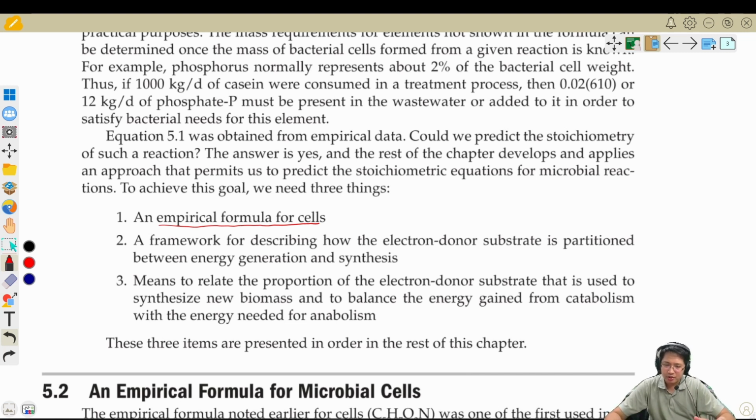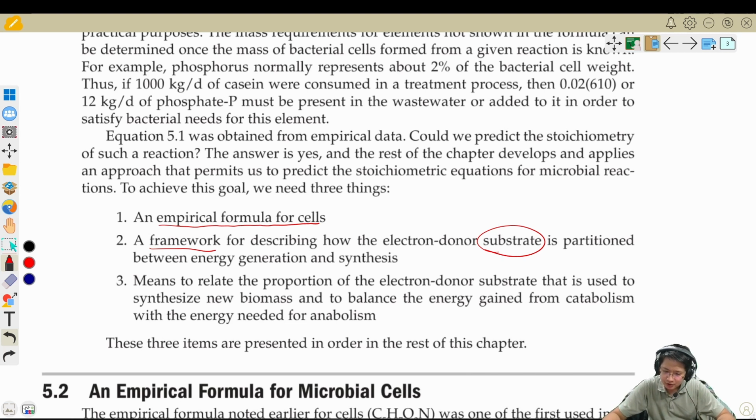So one is a chemical formula that represents the bacterial cells, and another part is a framework that describes the electron donor substrates. For example, that is casein, which will be used to provide electrons to all the reactions that require oxidation and reduction.